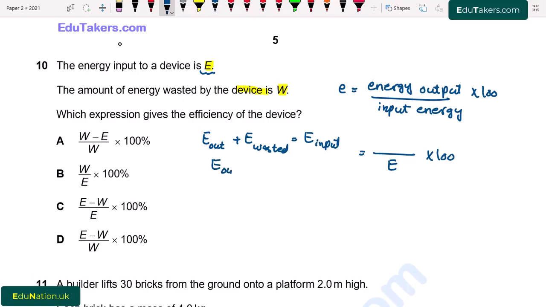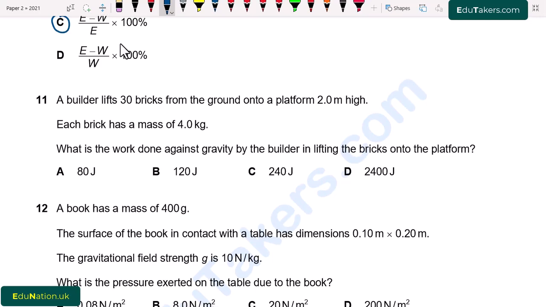So here we have to find out the output energy. It will be equal to input energy, E, minus the wasted energy, W. So the output energy will be E minus W. From the options, option A, W minus E, is incorrect. B, W over E, is also incorrect. C, E minus W over E multiplied by 100%. So this option is correct.